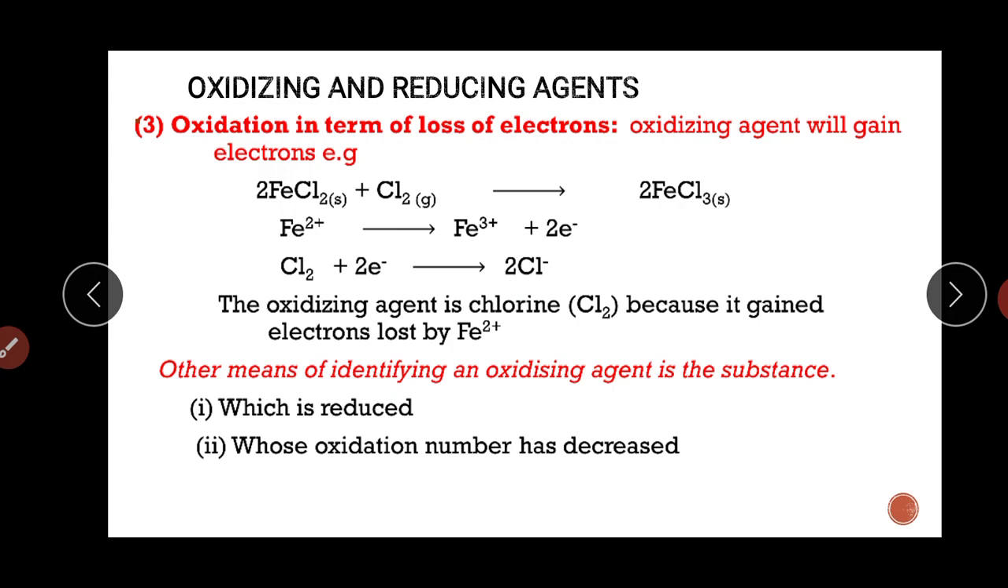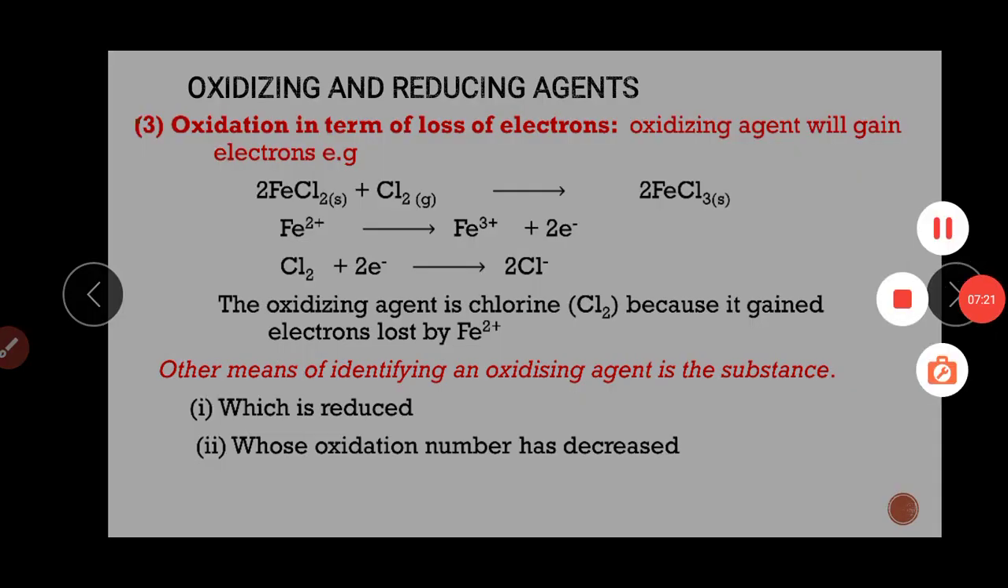When you want to know whether there's an oxidizing agent in the substance, any substance that is reduced is an oxidizing agent, or any substance whose oxidation number has decreased. When the oxidation number of any substance is decreased, that particular substance is said to be an oxidizing agent. The oxidation number will have decreased.